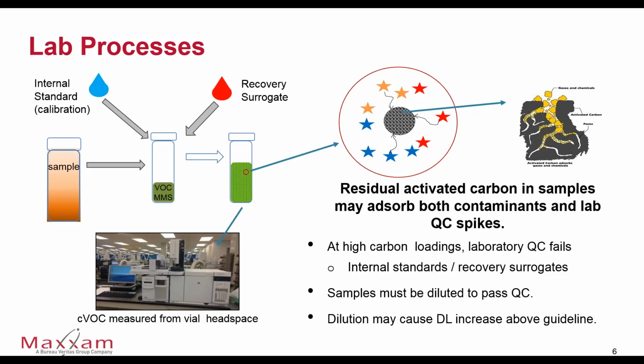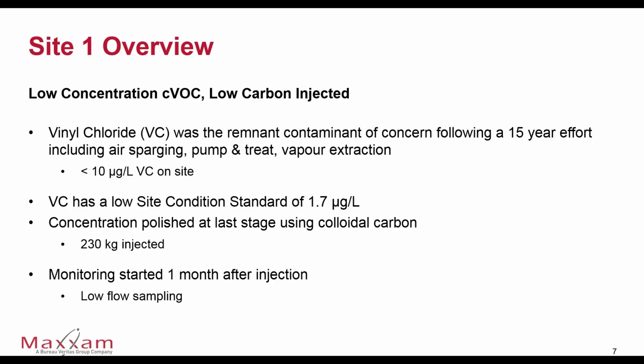So unfortunately, what happens if this is the case is we have to dilute these samples quite significantly in order that those internal standards and recovery surrogates are recovered with the appropriate efficiency. But when you dilute a sample a whole lot, the detection limit goes up. And unfortunately, sometimes we have to dilute the sample so much that the detection limit is no longer useful if you're trying to meet a specific criteria. And you'll see how this affected a couple of projects that we worked on. So there's two sites that I'm going to describe.